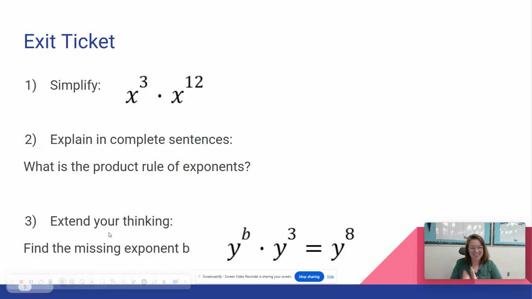Extend your thinking, this is so fun. Find the missing exponent b. Well, now we've got y to the power of something, times y to the power of 3 equals 8. Well, that's just like what plus 3 equals 8? What plus 3 equals 8? 5 plus 3 equals 8, so b equals 5.